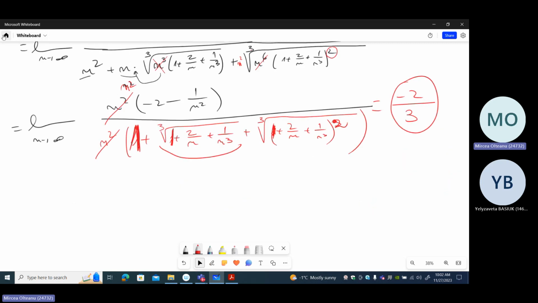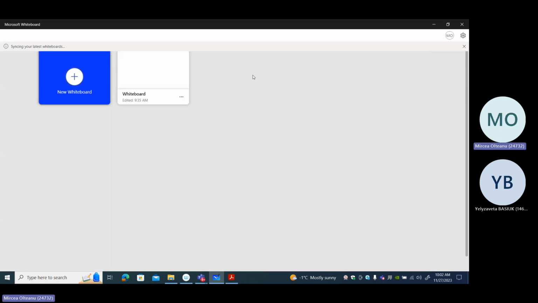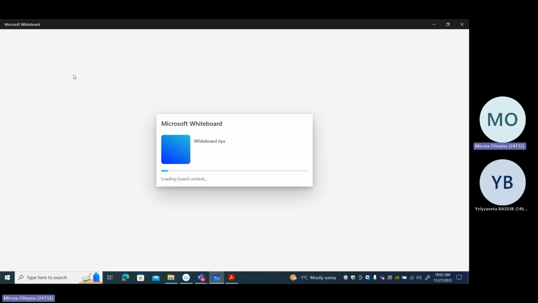Now let's continue with other non-determinations. Okay, let's discuss the case 1 over 0. If we look in our list, we see that 1 over 0 is an exceptional case, so we need a method. Let's see first an example of a limit which is in this case.